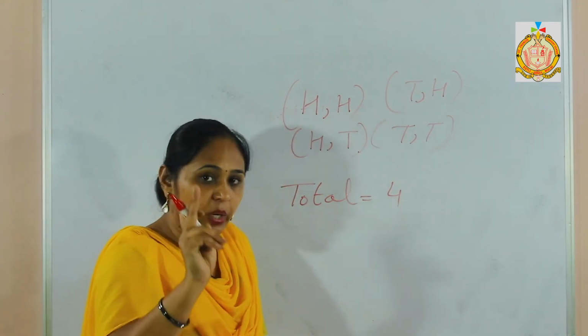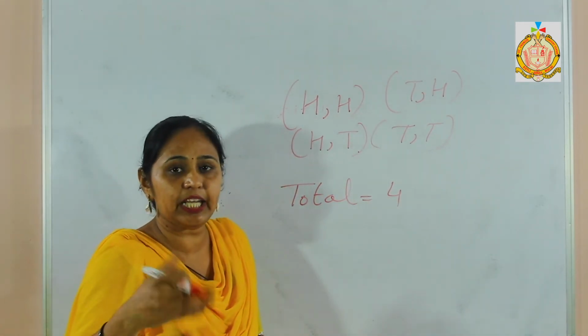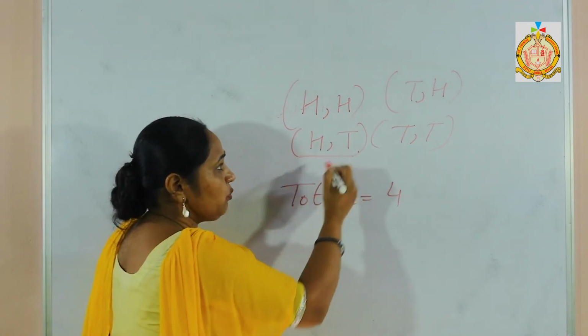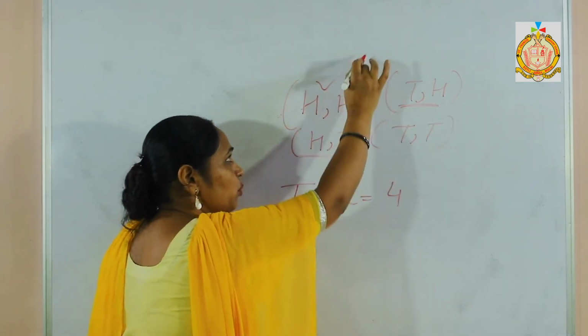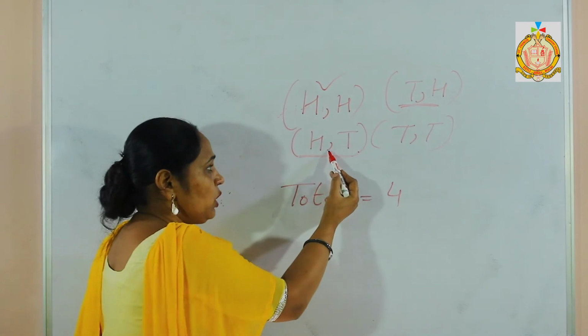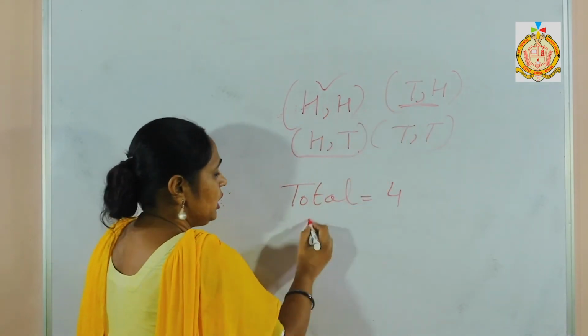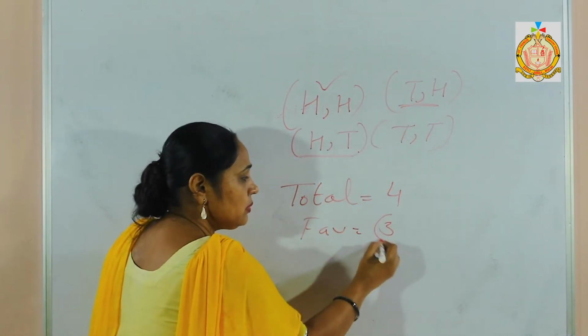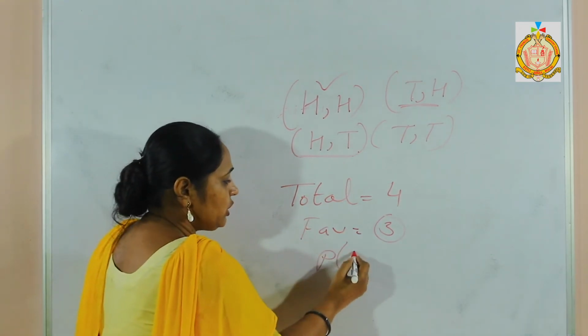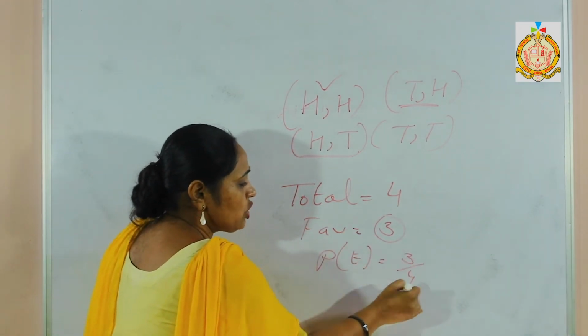I have to take 1 head at least. That means I can take more. Now I have 1 here, and I can take more than it. That means my favorable outcomes are 1, 2 and 3. Now the favorable outcome becomes 3. That means the probability of this event is favorable upon total.